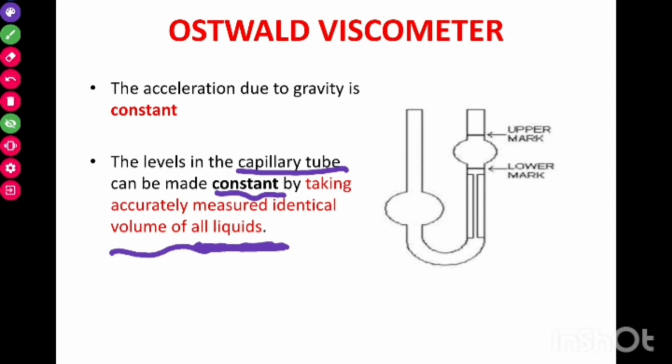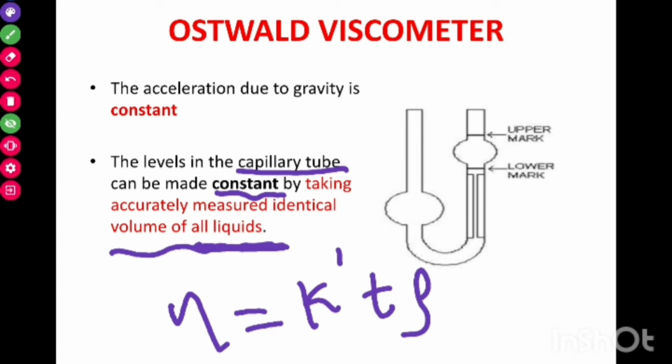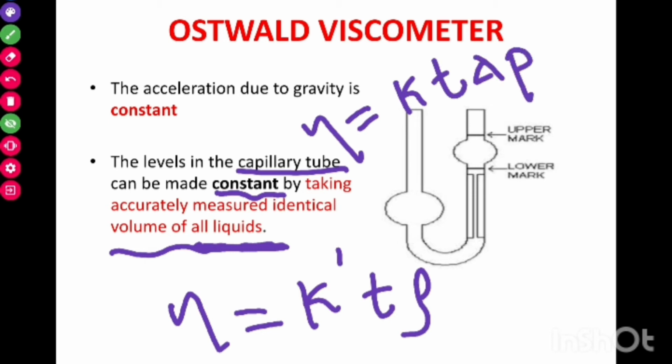Then our equation changes to eta equal to k dash t rho. This is our modified equation, and delta p means our pressure head. In the previous equation, eta equal to k t delta p, delta p is our pressure head, which depends on the density of the liquid flowing through the capillary viscometer, acceleration due to gravity, and the levels in the capillary tube. These are the three factors that influence the pressure head.